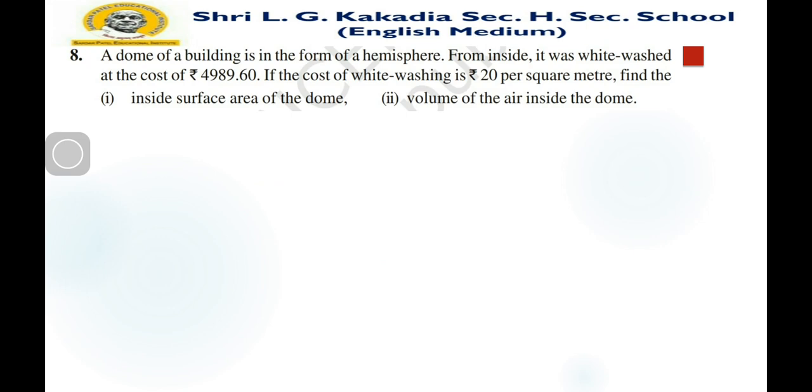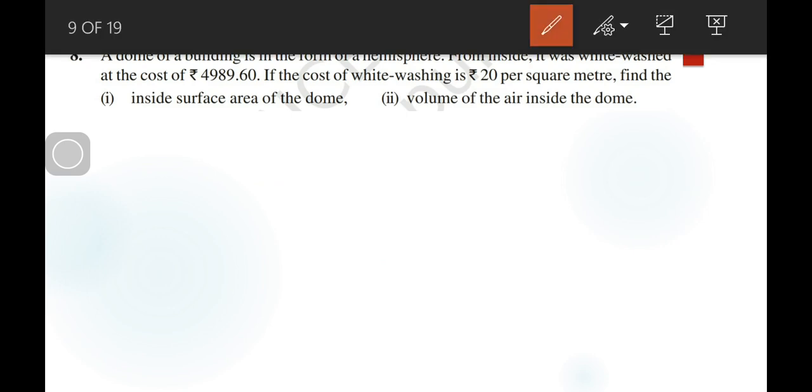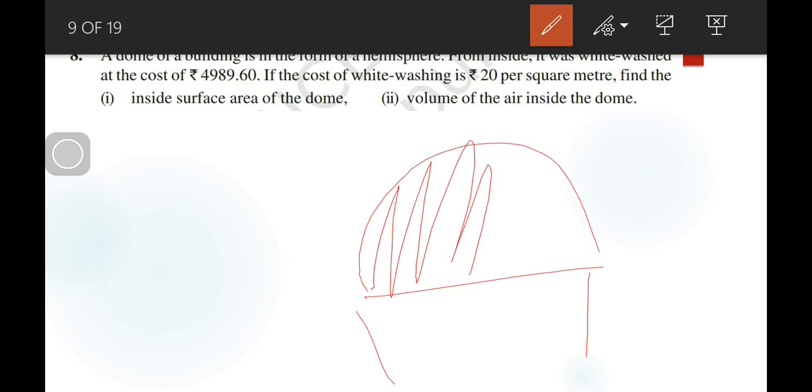Example number 8. A dome of a building is in the form of a hemisphere. From inside, it was whitewashed at the cost of rupees 4,989.60. If the cost of whitewashing is rupees 20 per square meter, find the inside surface area of the dome and the volume of the air inside. Here is given one dome of this type, and it is painted from the inner side, on the surface area of the hemispherical dome.